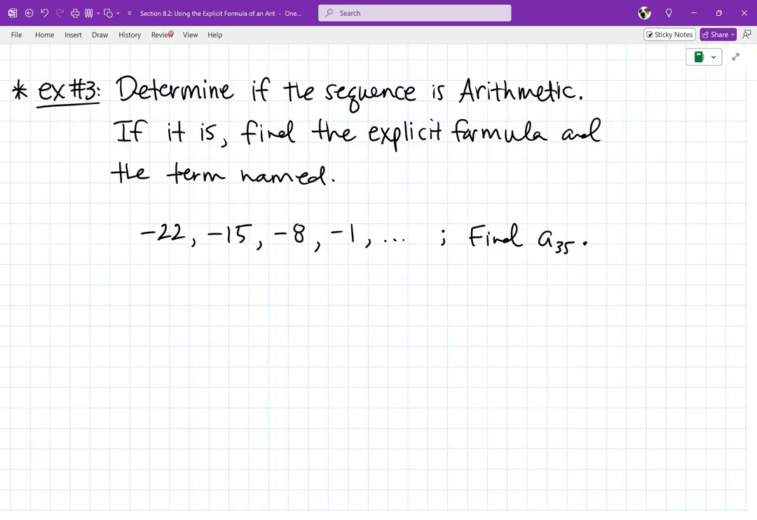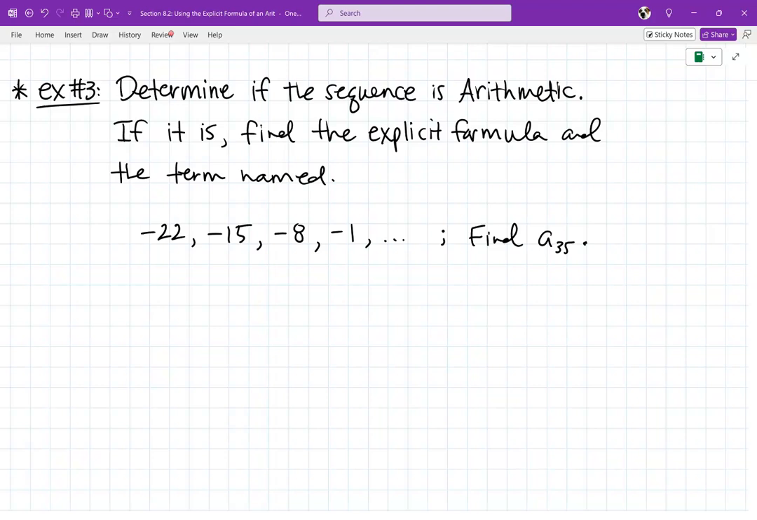So in other words, we're going to do the same thing we just did. We have one extra thing to do, which is verify if this is an arithmetic sequence. If it is, then we've got to do the work. If it's not, then we don't do anything. We just say it's not. So the question here is, is there a common difference from negative 22 to negative 15 to negative 8 to negative 1?